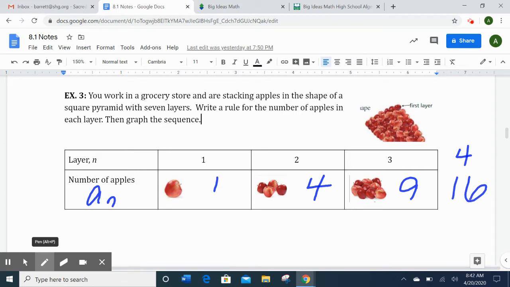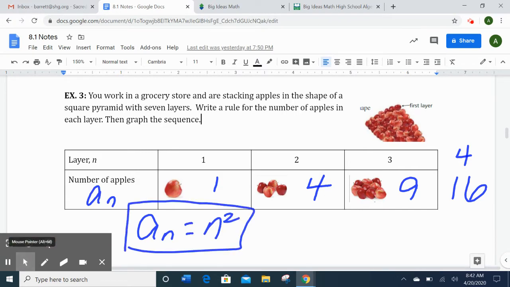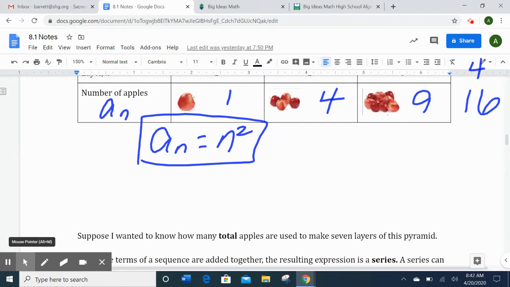So what is the rule for A sub n? Well, you take n and you square it. So that's the rule that they're looking for. So not all rules are created the same. Some of them are a little more straightforward. Some of them are not. But when they say graph, they want to put n on the x-axis and a sub n on the y-axis.